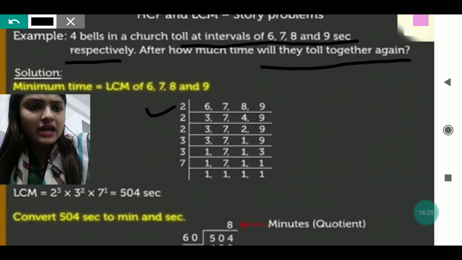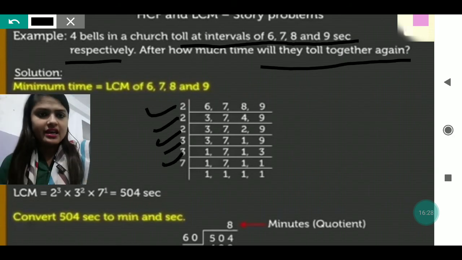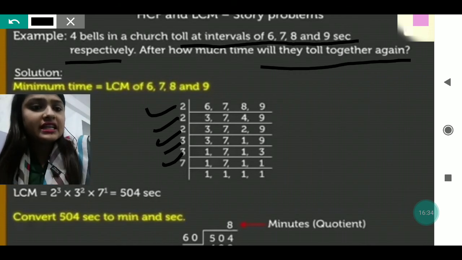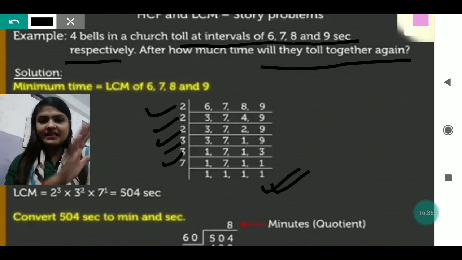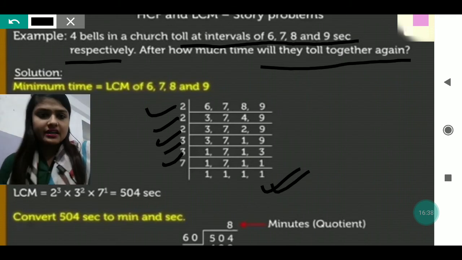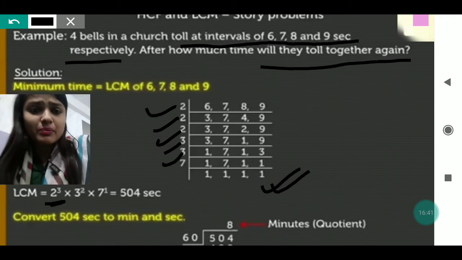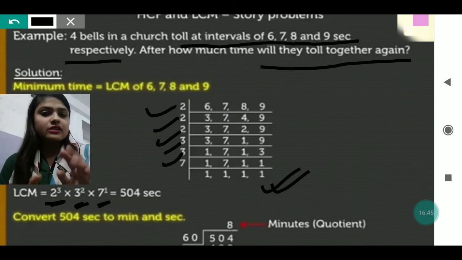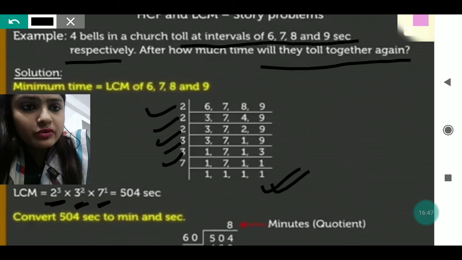So you will do the LCM like this. Again the same way, you write 6, 7, 8, and 9. You divide continuously till the last, until you are not getting 1. After that, you can see 2 to the power 3, 3 to the power 2, and 7 to the power 1. Why is it written? Don't get confused. How many times is 2 there?